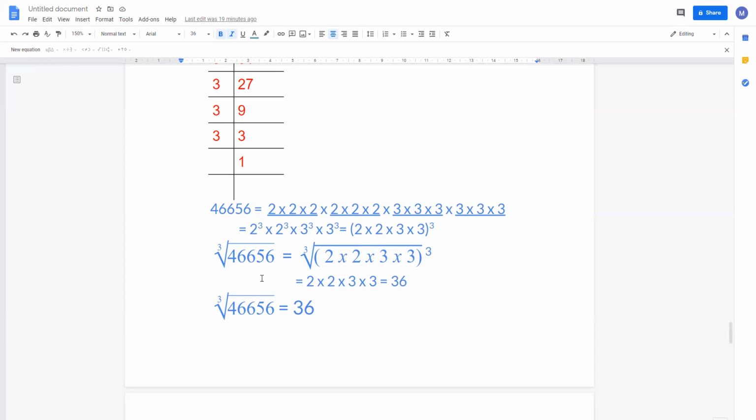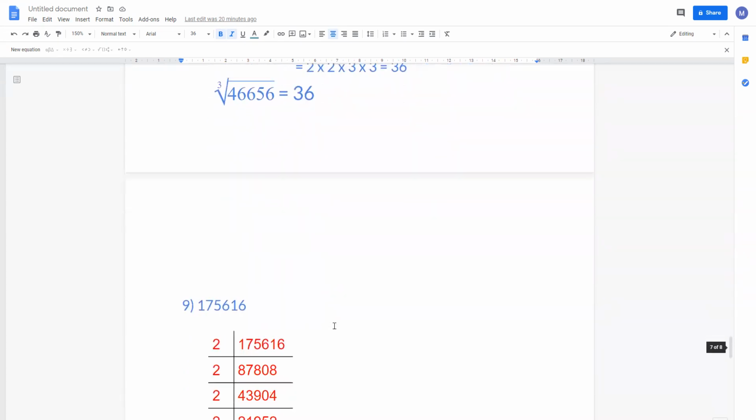Now take a cube root on the left side number and the right side number. What is the number on the left side? Cube root of 46,656 equals cube root of bracket 2 into 2 into 3 into 3 the whole cube. So the answer is 2 into 2 into 3 into 3. 2 2s are 4, 4 3s are 12, 12 3s are 36. So cube root of 46,656 equals 36.